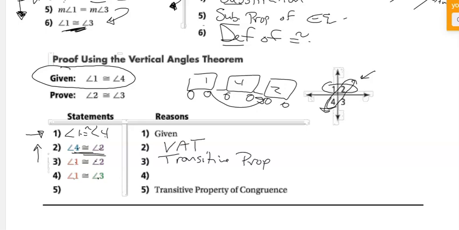Next, 1 is congruent to 3. Why is 1 congruent to 3? Is that a standalone or does it have to do with steps above? Vertical angles theorem.